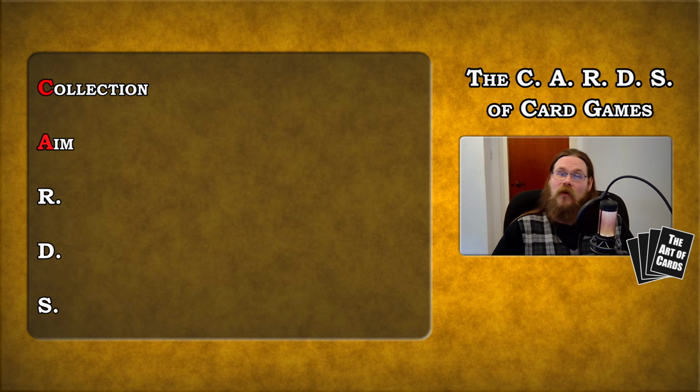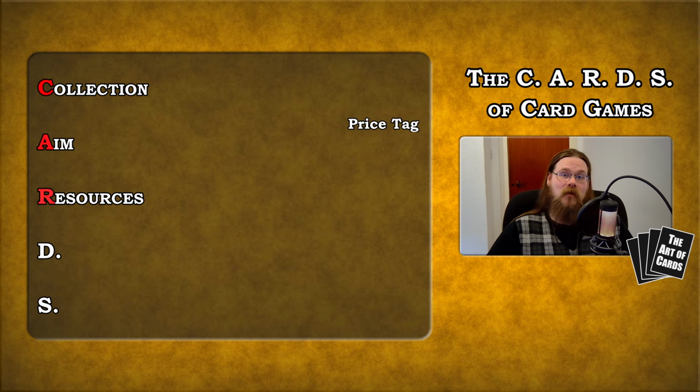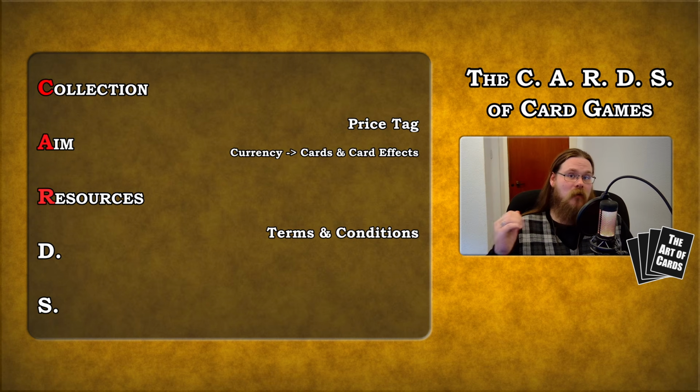So the next thing they need to know is the economy of the game. So that is where R for resources comes in. So with resources, we have 2 overall categories. We have the price tag and what I like to call the terms and conditions. So the price tag is probably the most common one. That is where you exchange some sort of currency for cards and card effects. That could be mana or gold or energy or whatever you want to call it.